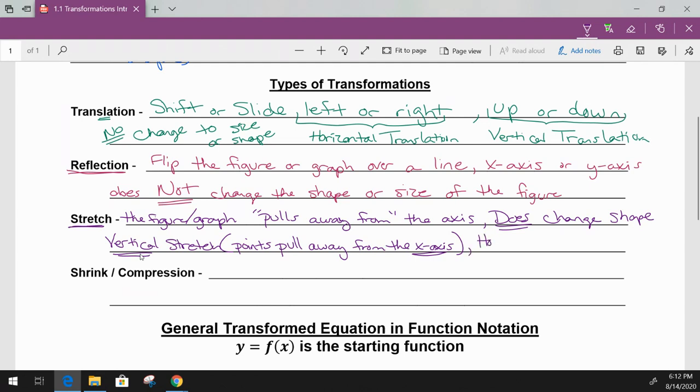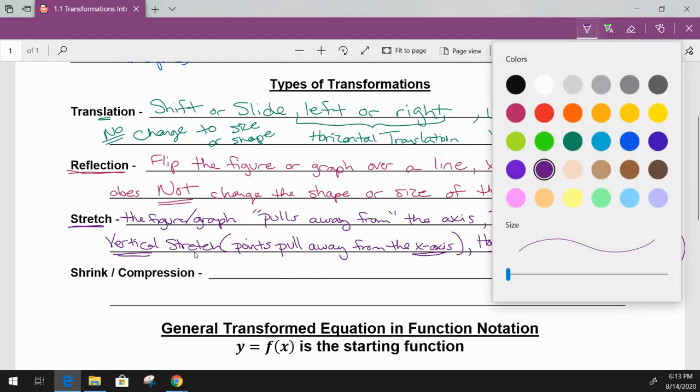And then your horizontal stretch, the points are going to pull away from, or the points move farther away from the y-axis. So again, that gets a little confusing because it's horizontal, but the points are getting farther away from the y-axis, not the x-axis. All right, so we also have the stretch or the shrink.